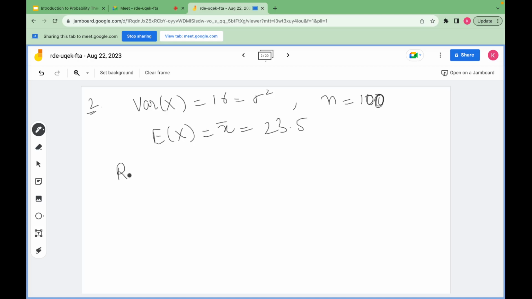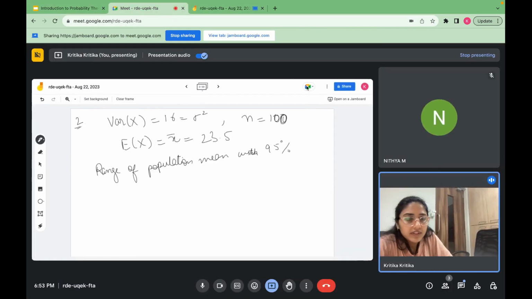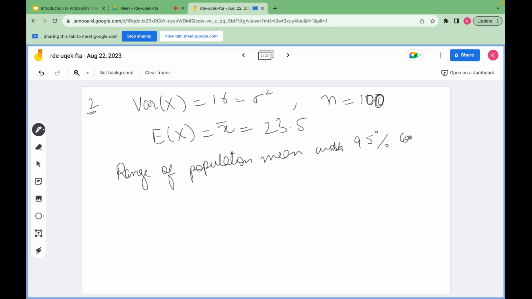We need to find the range of the population mean with a 95% confidence interval. For this we know the formula. We don't need to find the range, we want to find the length of the range.